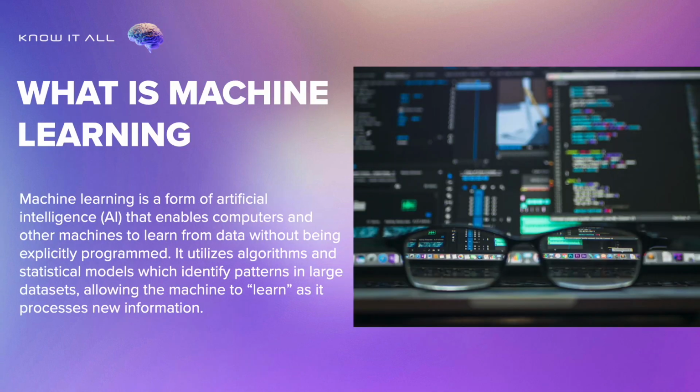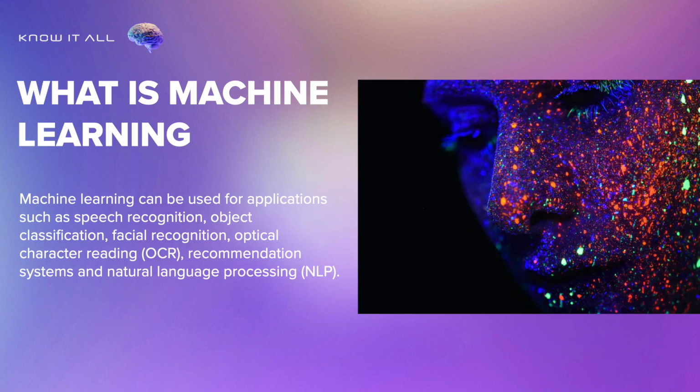Machine learning is a form of artificial intelligence, AI, that enables computers and other machines to learn from data without being explicitly programmed. It utilizes algorithms and statistical models which identify patterns in large datasets, allowing the machine to learn as it processes new information. Machine learning can be used for applications such as speech recognition, object classification, facial recognition, optical character reading, OCR, recommendation systems, and natural language processing, NLP.